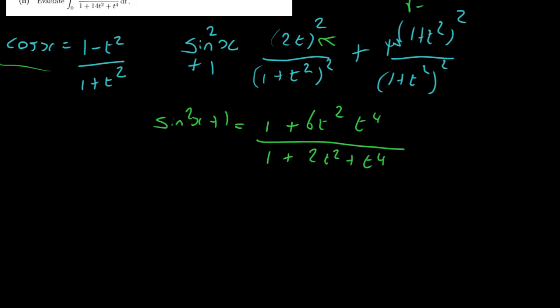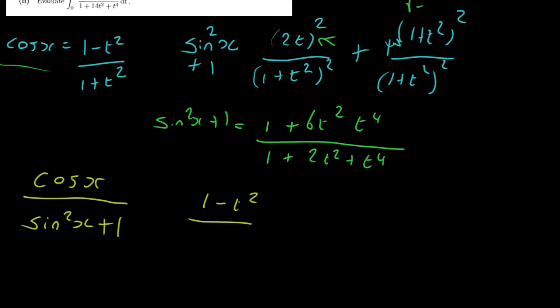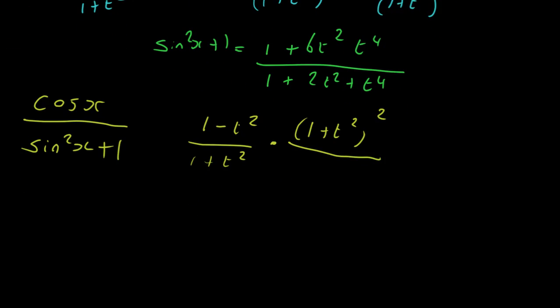Well, if we look at that, cos of x over sine squared plus 1. I'm just going to flip this fraction, and I'm going to get 1 minus t squared over 1 plus t squared multiplied by, well, I suppose it'd be easy to write that as 1 plus t squared all squared over this 1 plus 6t squared plus t to the 4.